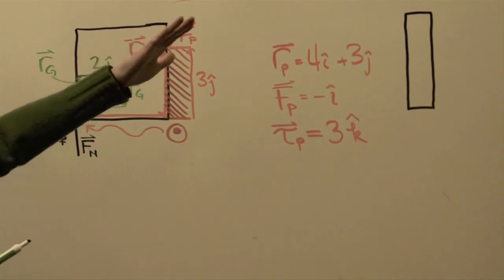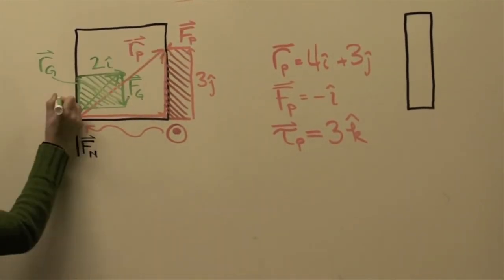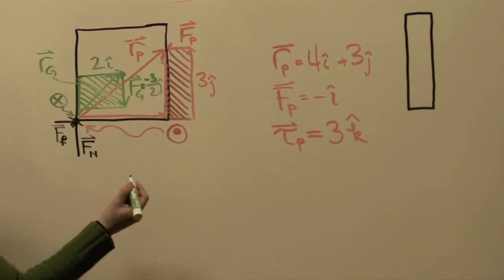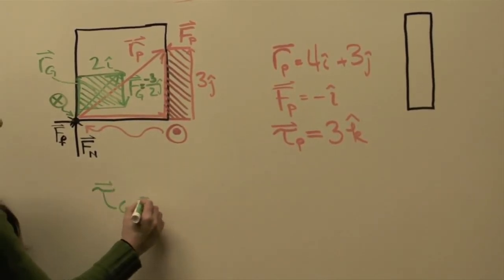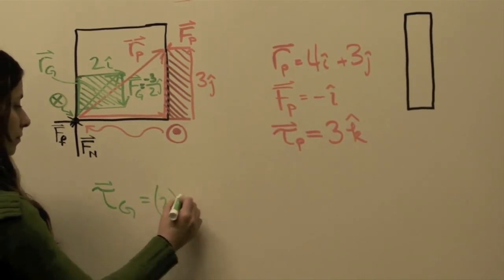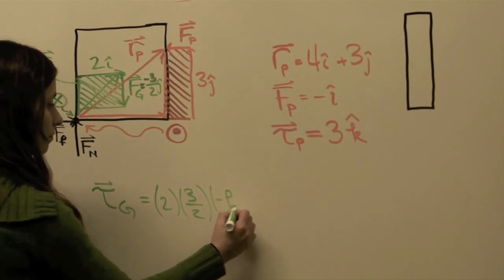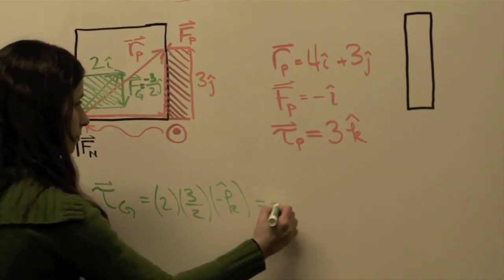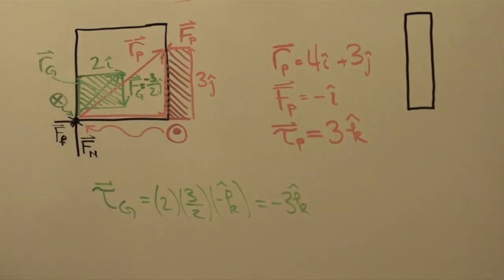Again, we find the direction using the right-hand rule. We find the torque to be pointing into the board at the pivot point. Since the x component of the r vector is 2 and the force due to gravity is 3/2 pointing in the negative j direction, the magnitude of the torque due to gravity is 3 and it points in the negative k direction, so the torque is negative 3k at the pivot point.